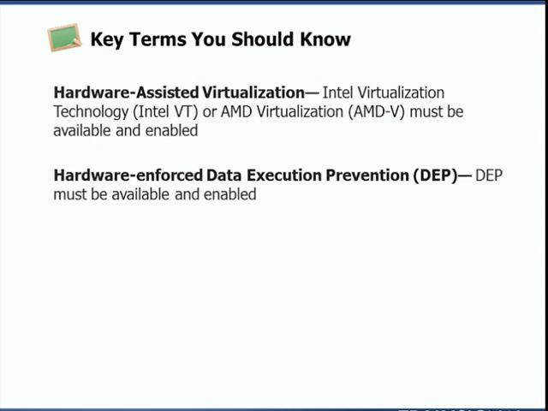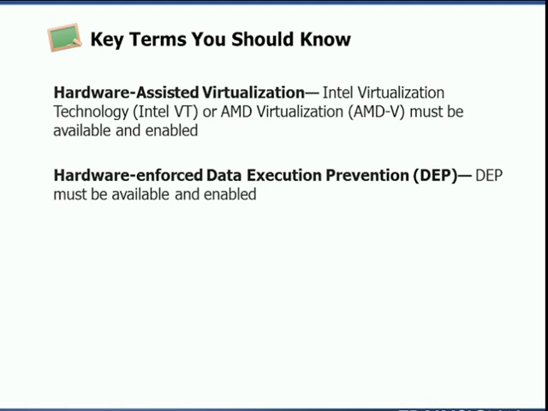Now, before I end this lesson, let me quickly cover a couple of terms that you need to know. They are hardware-assisted virtualization and hardware-enforced data execution prevention. Both of these are features of your CPU, and they're both features that need to be enabled in the BIOS. So first off, make sure that the server that you're purchasing or the server you plan to run Hyper-V on has these features available in the CPU, and they're also enabled in the BIOS.